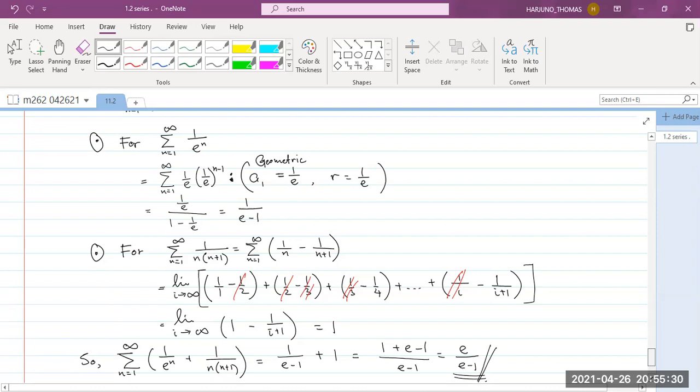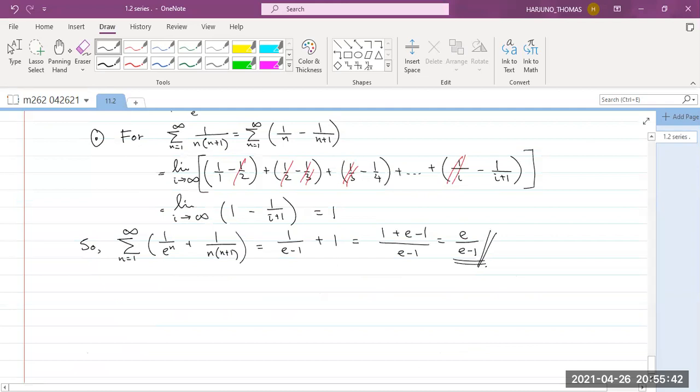Okay, now that's for telescoping and geometric. Number 51. Express the number 0.8 bar as a ratio of integers.